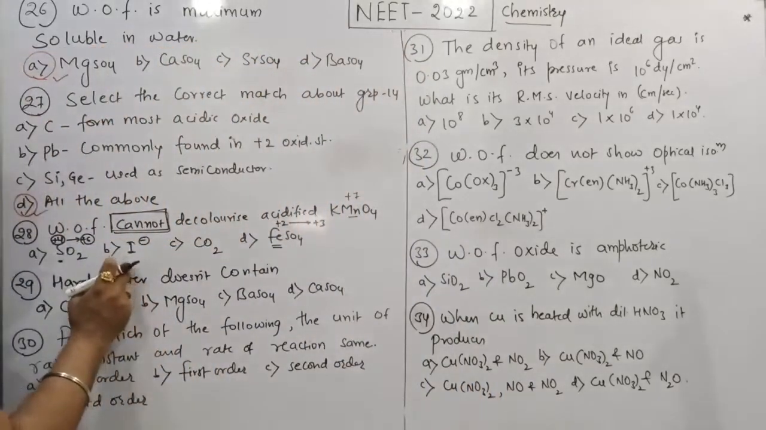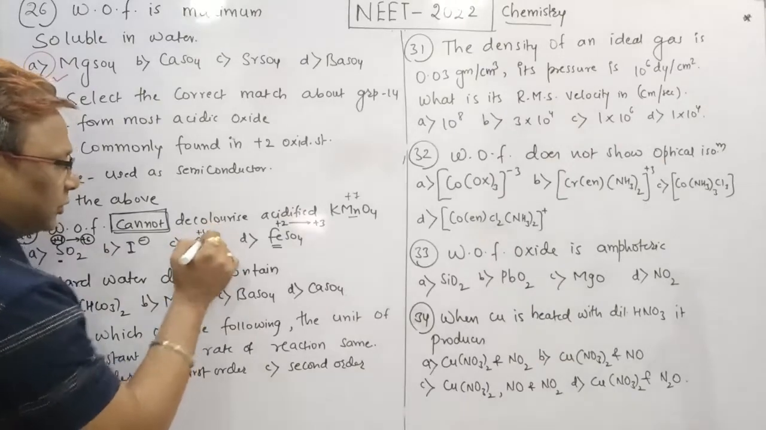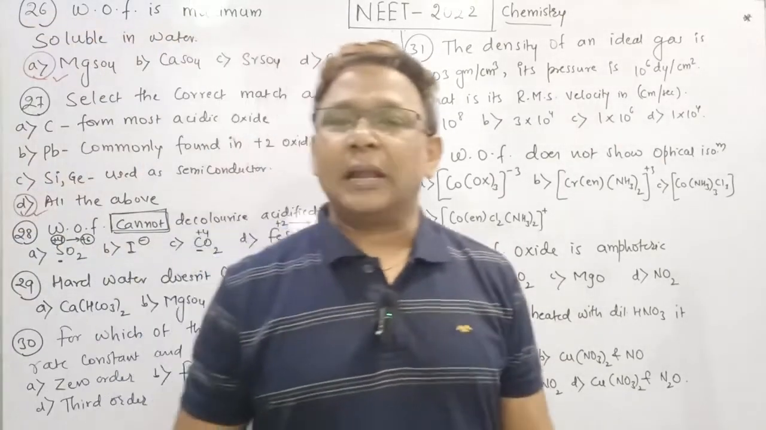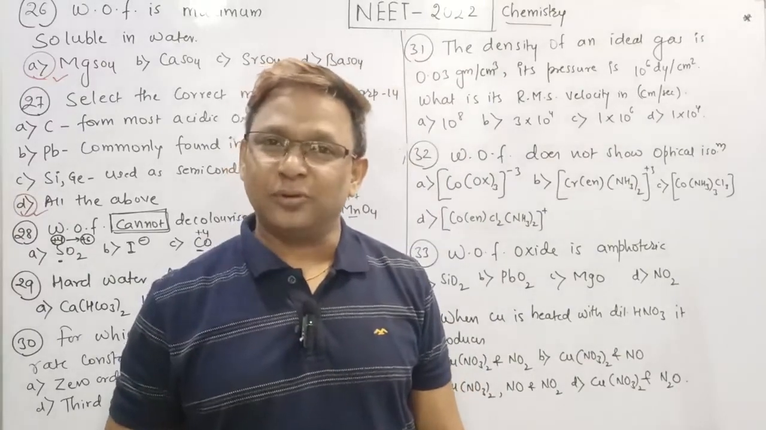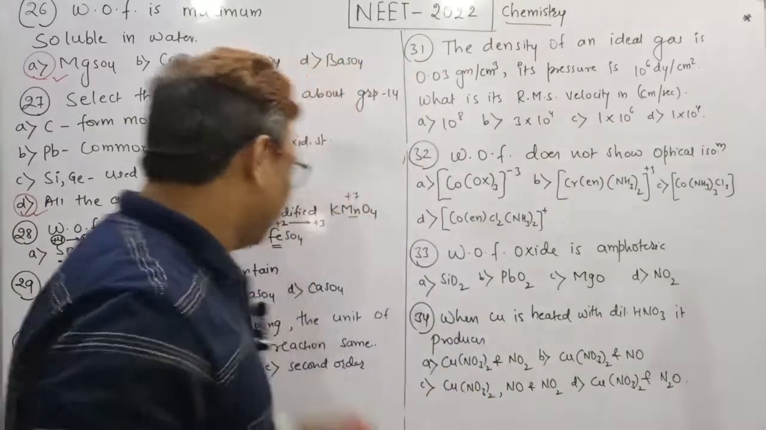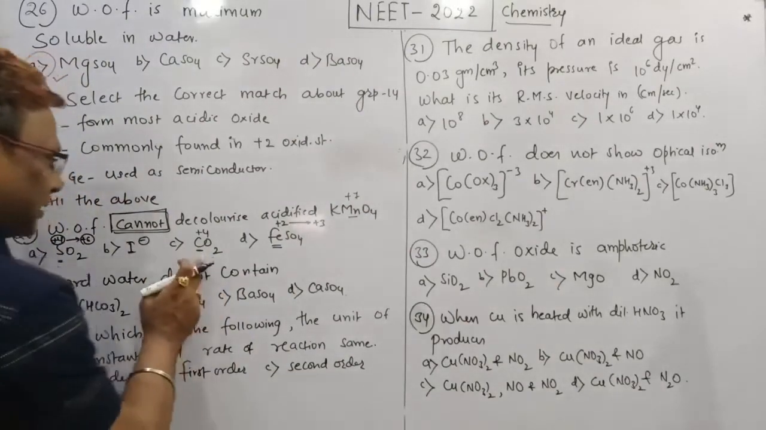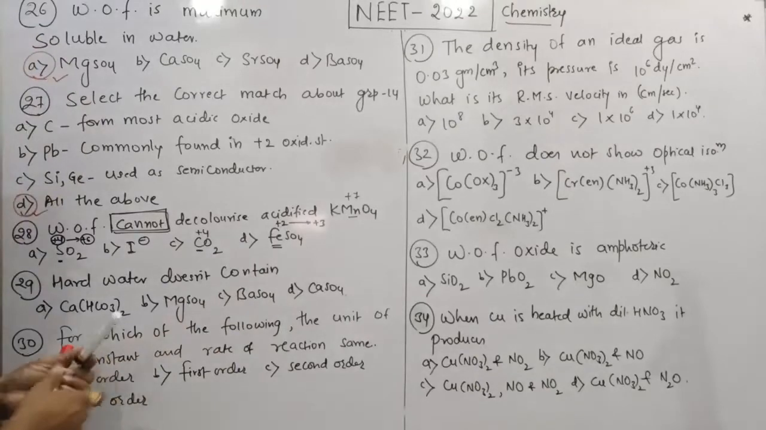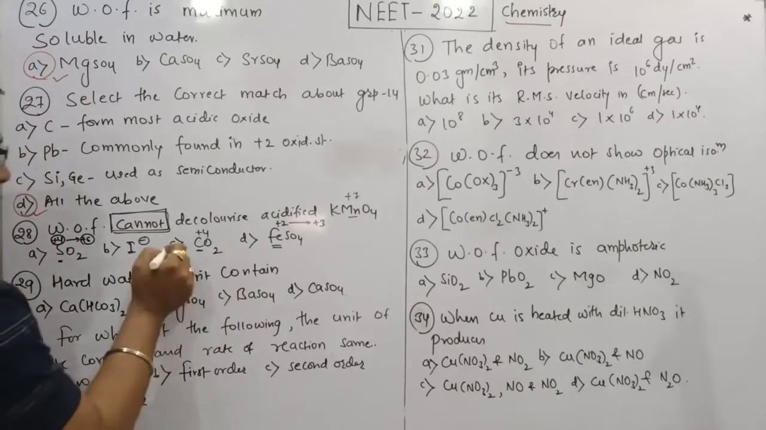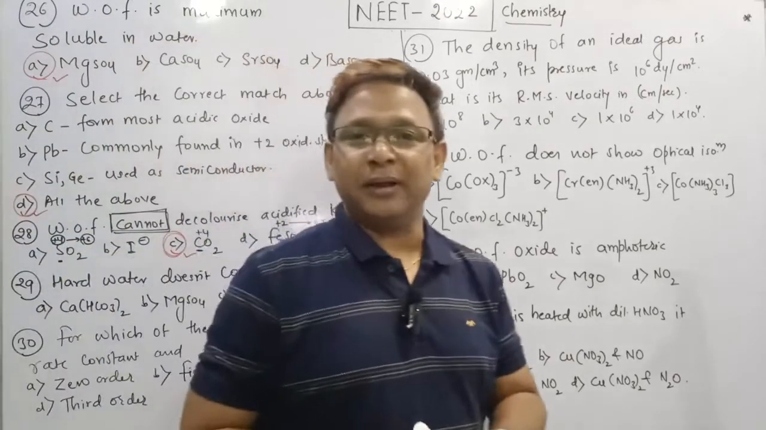It can decolorize. But in CO2, carbon has +4. And as we know, beta, carbon belongs to the 4th group. Its maximum oxidation state is equal to +4. Right? It can undergo reduction. It cannot undergo oxidation. So our answer should be C. That means CO2 cannot decolorize acidified potassium permanganate.